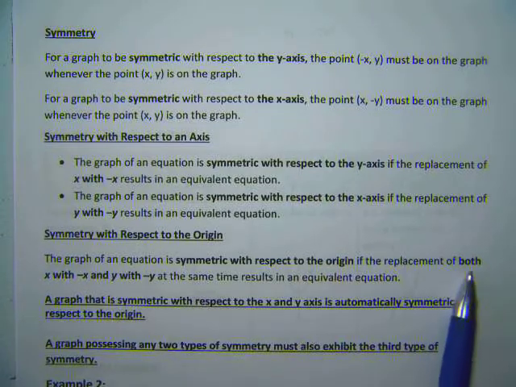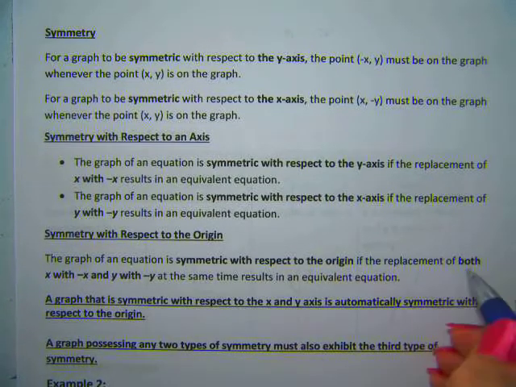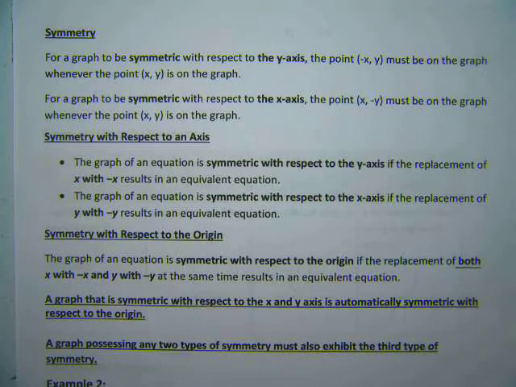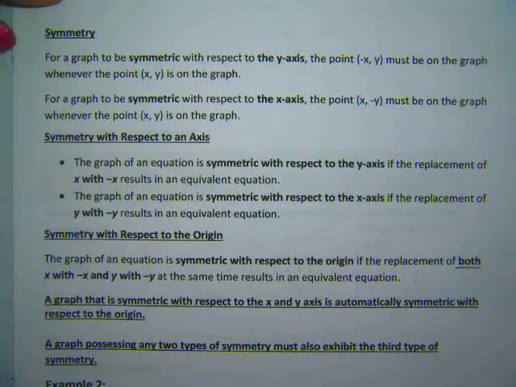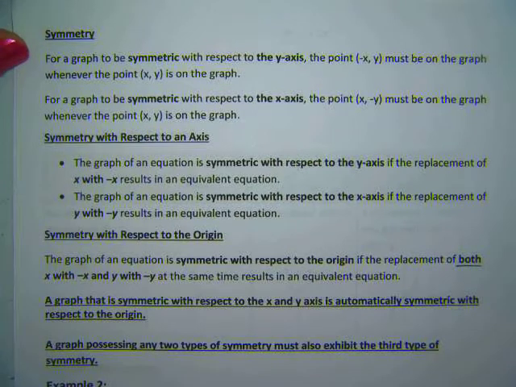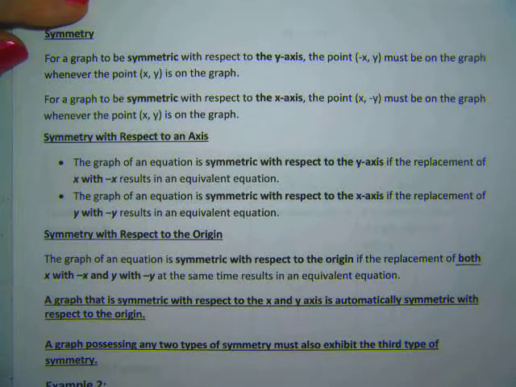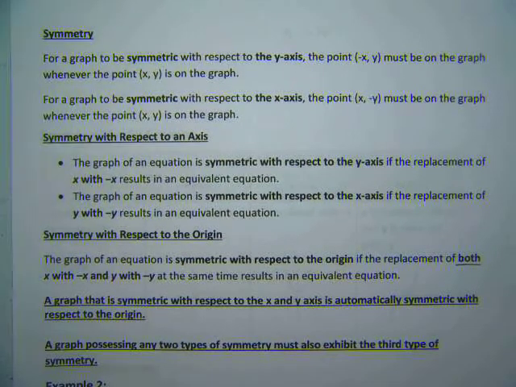So the replacement of both, and both is an important word here, both x with negative x and y with negative y gives you the equivalent statement. So what's nice about the symmetry is the following. A graph that is symmetric to the x and the y-axis automatically is symmetric with respect to the origin. Also, it turns out that any graph that possesses any two types of symmetries must have the third kind.